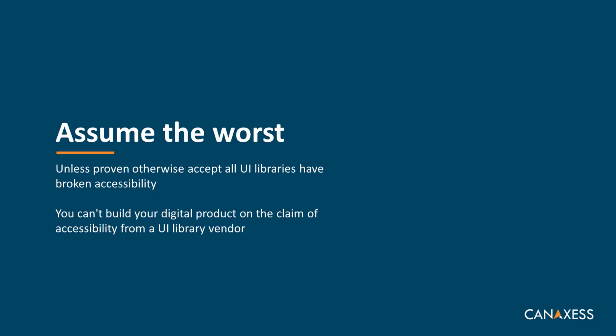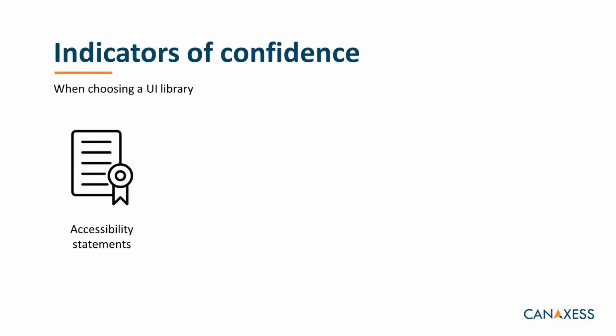Unless proven otherwise, accept all UI controls have broken accessibility and have significant problems. There are several indicators to help you establish if accessibility has been understood when choosing which UI library vendor, which gives you more confidence in progressing with the component library. Look for an accessibility statement on the website. Is there any claim of accessibility being made? Is there a document discussing how well the controls are supported? It's not a huge indicator of accessibility support, but it's a start.